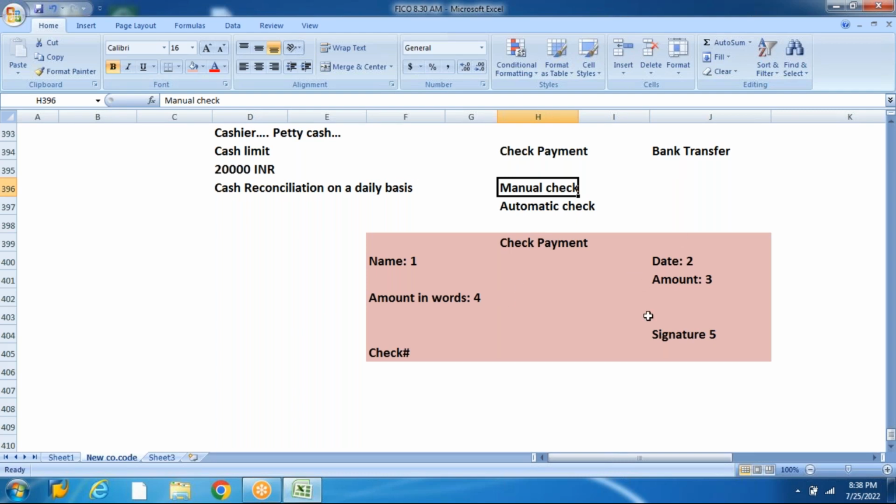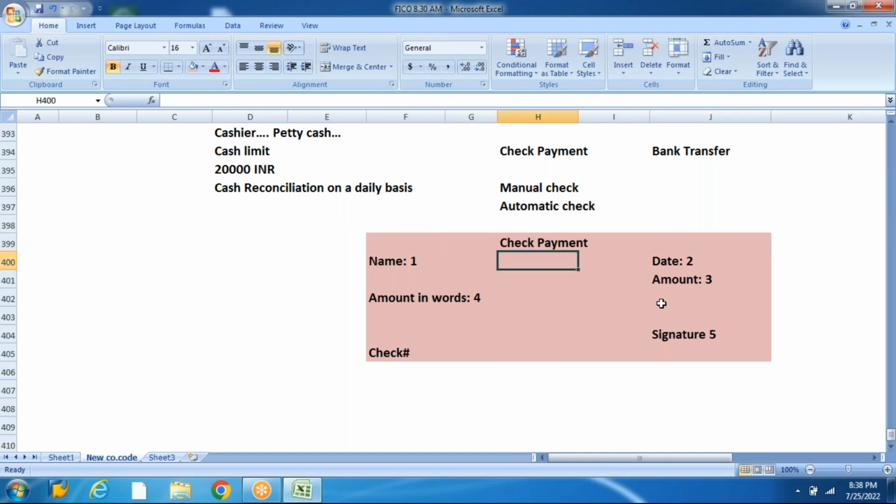If all these five inputs are printed automatically from the system, that is your automatic check. If I take a blank check, keep it on the printer, and click print on the system, and the name, amount, everything comes automatically from the system printout, then that is my automatic check. Instead, if I take a pen and write the payee name, date, amount and all, that is a manual check. Clear? What is a manual check? What is an automatic check? Now, earlier, what used to happen with the check?